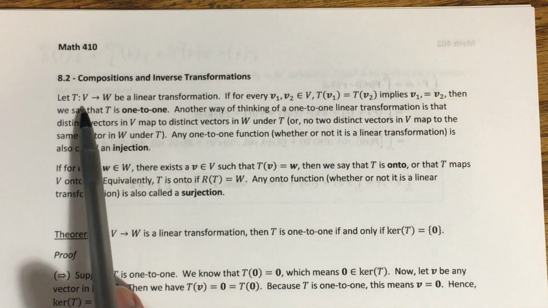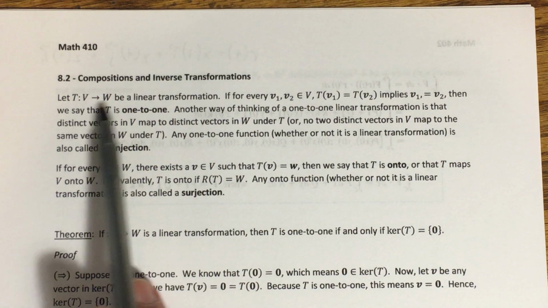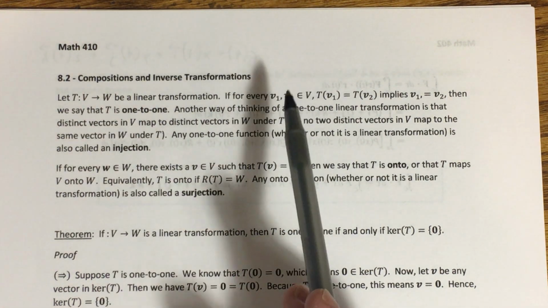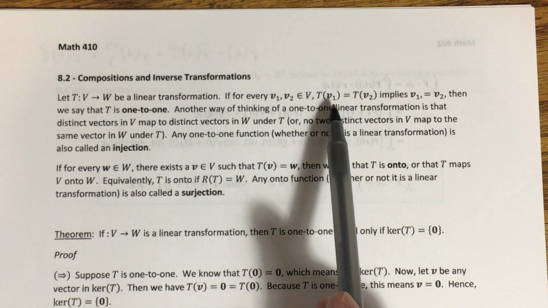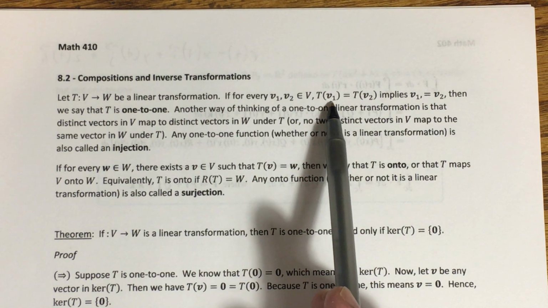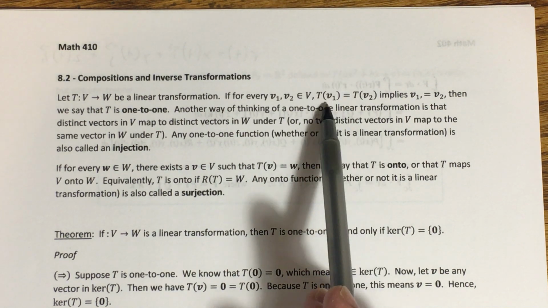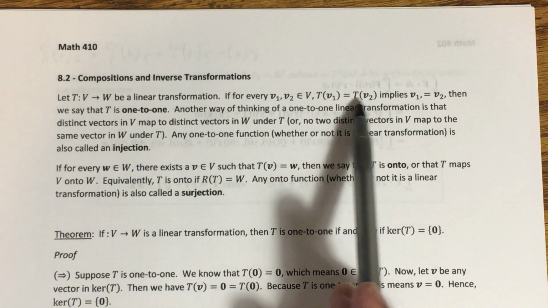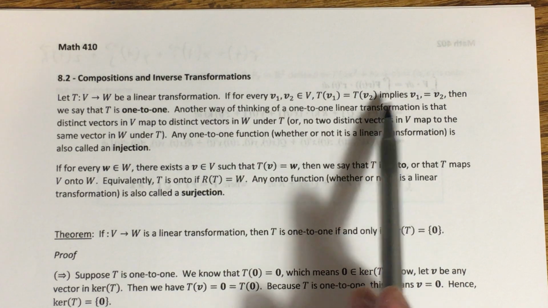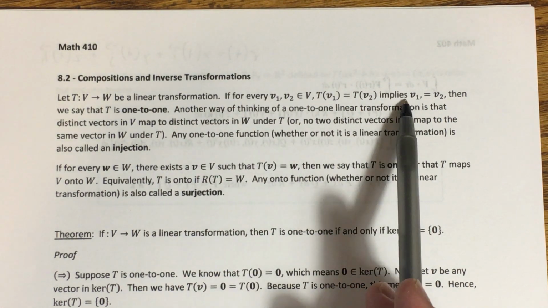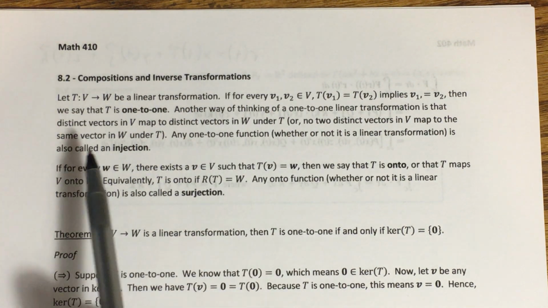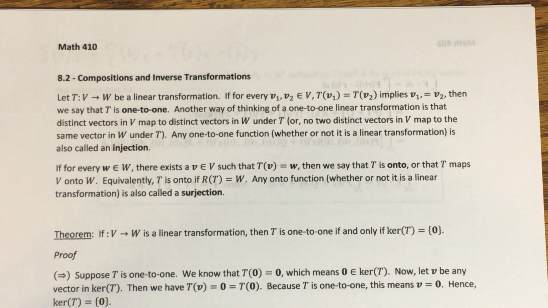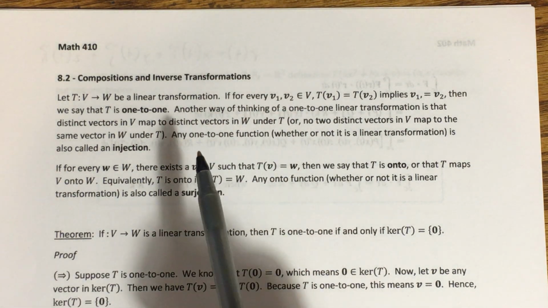If we have a linear transformation T that maps a vector space V into a vector space W, and if for every v1 and v2, so any pair of vectors in V, the image of v1 is equal to the image of v2, so in other words, T of v1 and T of v2 are equal to each other, then that implies that v1 is equal to v2. We say that if this property holds for any v1 and v2 in the domain V, then T is 1 to 1.